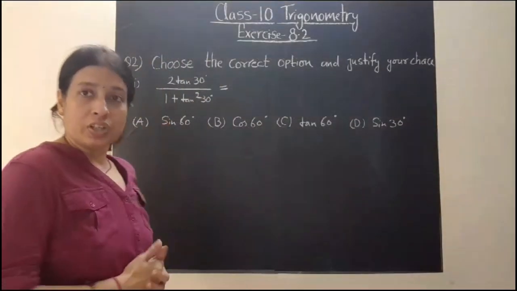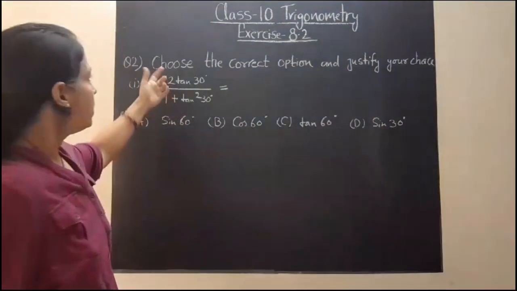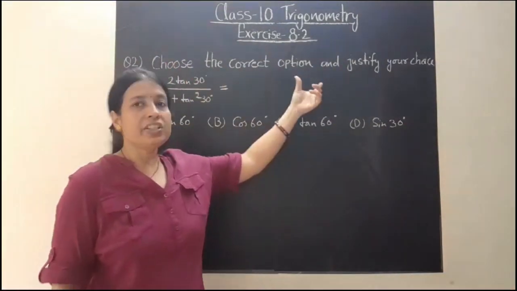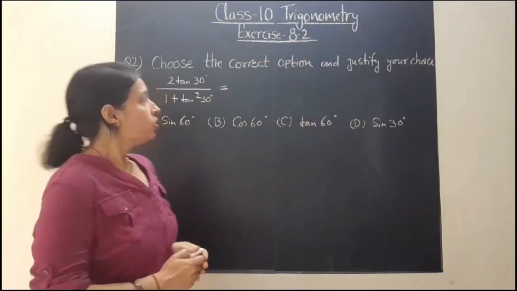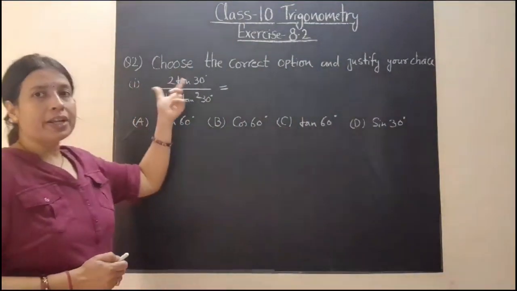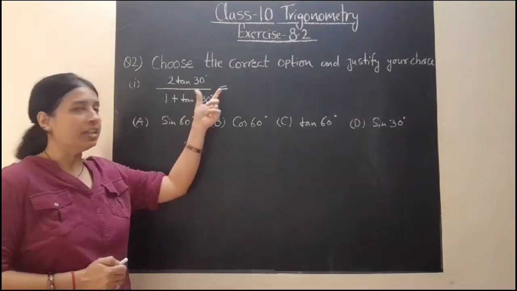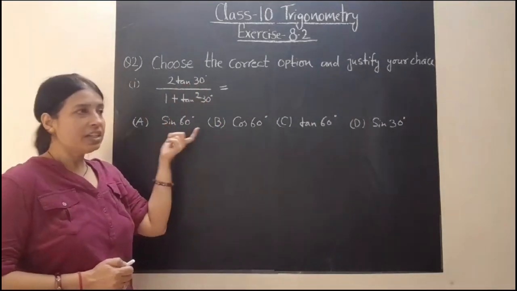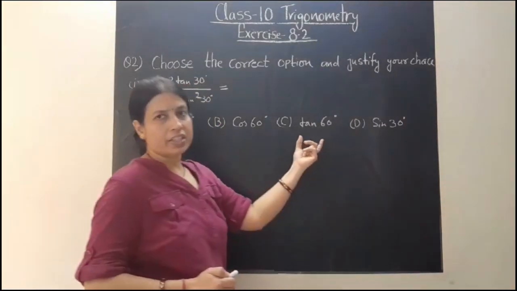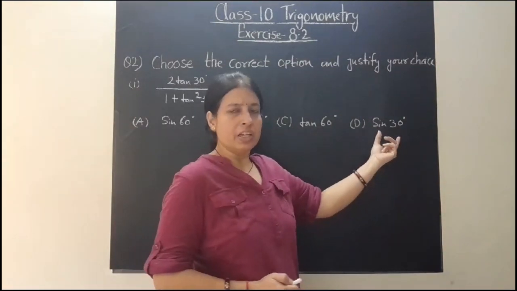So let us see question number 2. Question number 2 is choose the correct option and justify your choice. So first part is 2 tan 30 degree divided by 1 plus tan square 30 degree is equal to sin 60, cos 60, tan 60 or sin 30 degree. So let us find it.